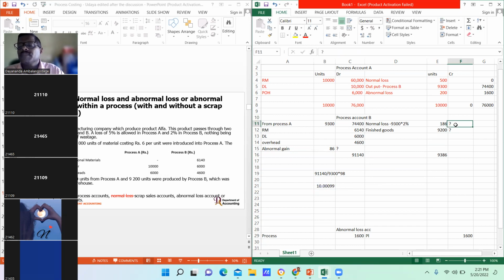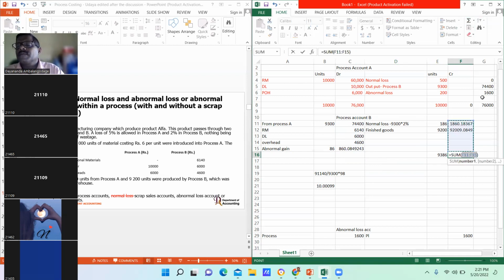You are writing it this way also: 91,140 divided by bracket 9,300 minus 186. Same thing. So basically the unit cost is 10 rupees. This column is multiplied by the unit cost of 10 rupees, and this column also multiplied by the 10 rupees unit cost, and also the abnormal gain of 86 units multiplied by the 10 rupees.